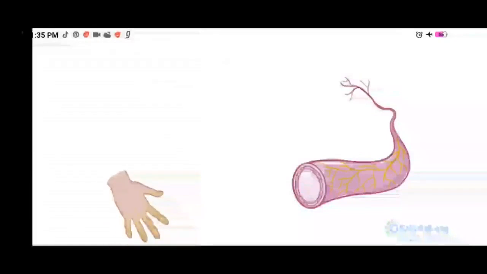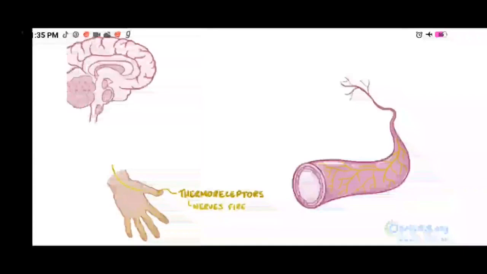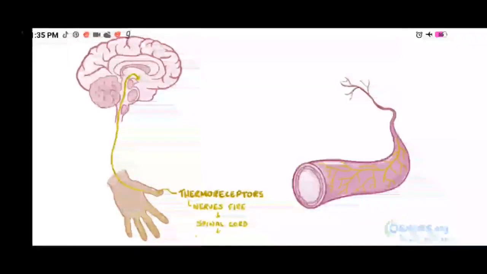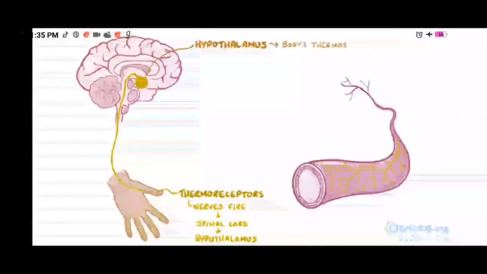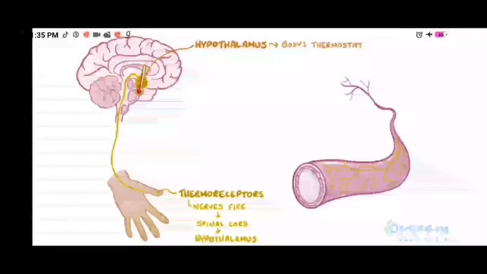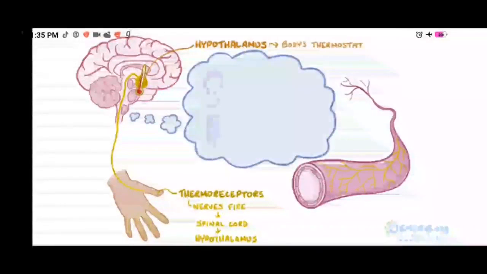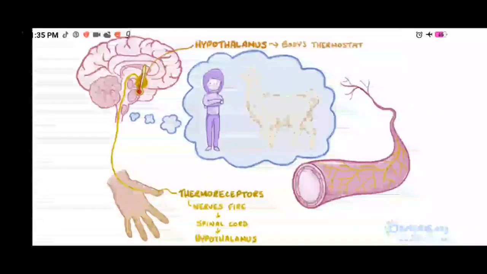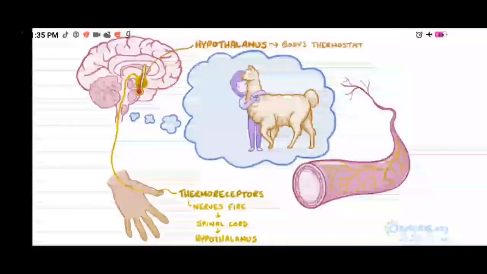Some nerve fibers in the skin function as thermoreceptors, which sense changes in the temperature. When stimulated, they cause the nerve to fire, sending signals up the spinal cord to the hypothalamus, which is at the base of the brain. The hypothalamus serves as the body thermostat because it coordinates the brain's response to temperature changes. The hypothalamus is what triggers the thought, "Hey, it's pretty cold. Maybe I should find a friendly llama to snuggle with to get warm."